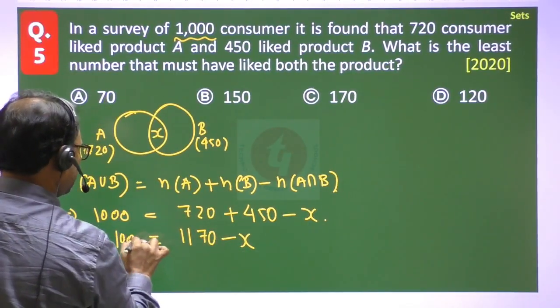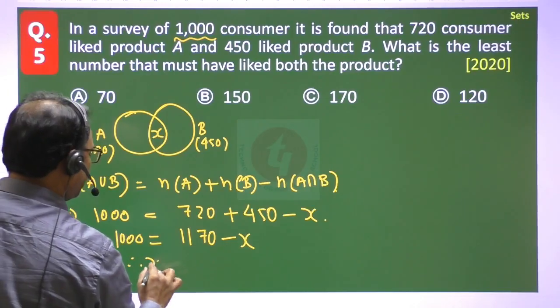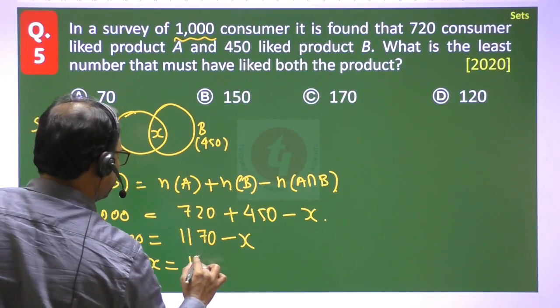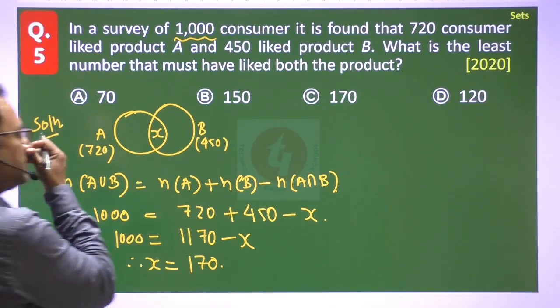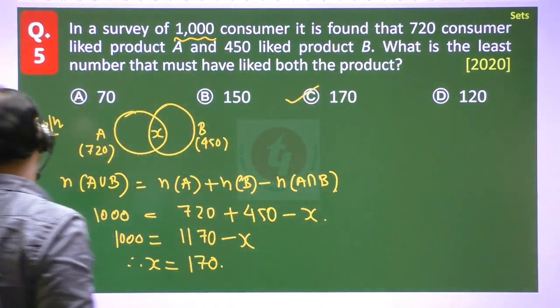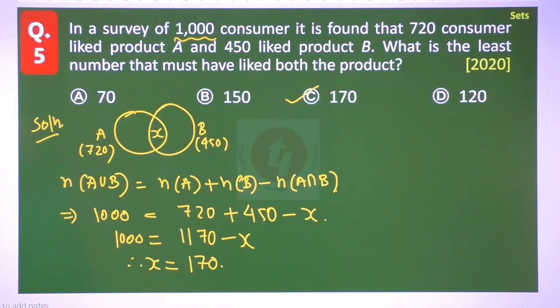This is 1000, so 1000 minus 1170 you will get what, 170. So this is the least number of persons who like both the products. What is the least number that must have liked both the products? So 170 is the least. Calcutta is the correct option.